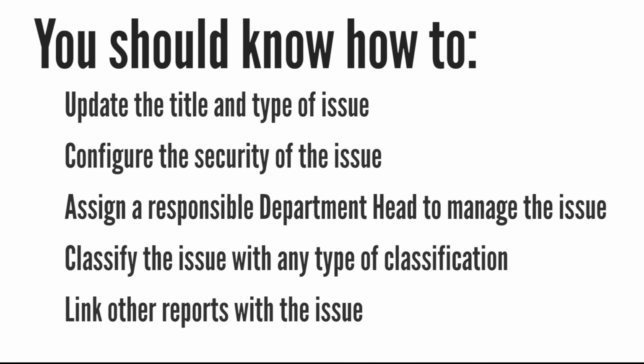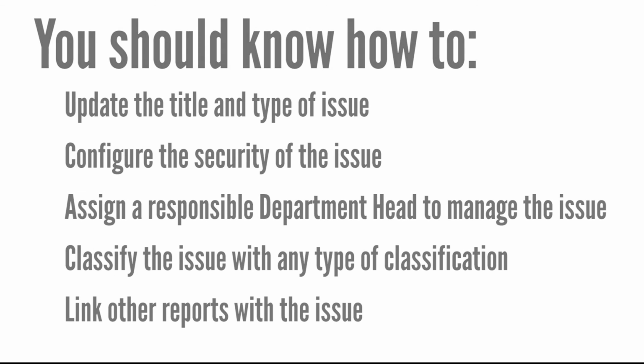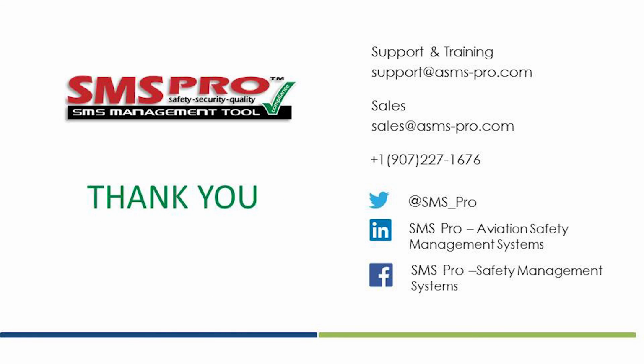In summary, you should now know how to update the issue title and concern, how to edit permissions and security for issues, how to assign the issue to department heads for further management, how to associate classifications with the issue, and how to link reports. For information about editing classifications and KPIs, or how to create, complete, and manage corrective actions, please see the next 2 training videos. To learn the next step and workflow for the Issue Manager, please see the video covering the Manage tab. Thank you for watching.